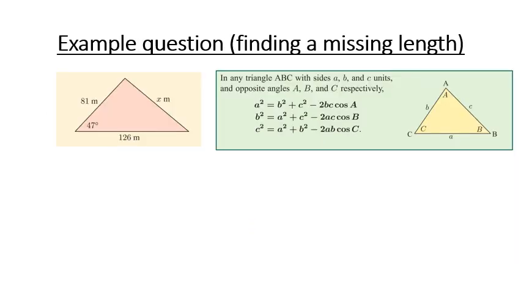Here's an example where we may see a question where we need to find a missing length using the cosine rule. You can see on our diagram we've got little a, little b and little c. So we've got two lengths and an angle that's in the middle of them. We now need to find the missing length, or the third length of the triangle. And we are going to use this formula here. So we have a squared, which in this case is x.